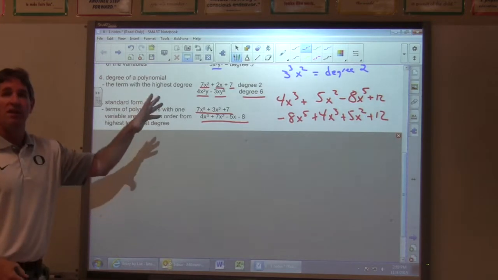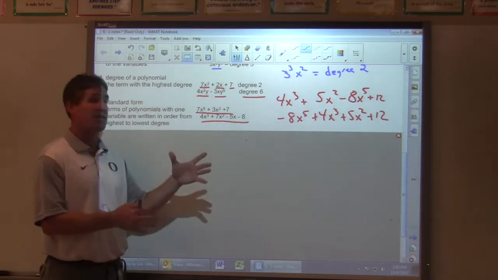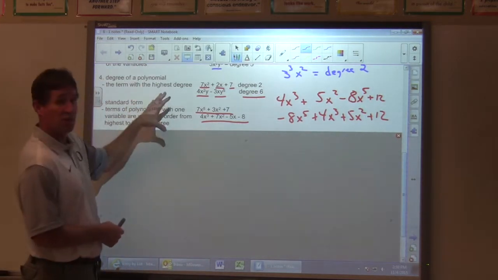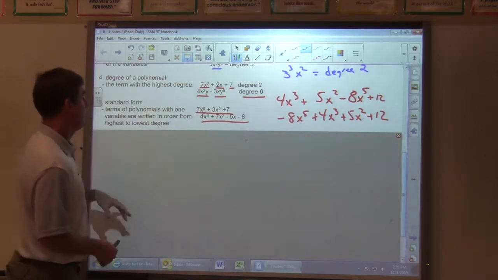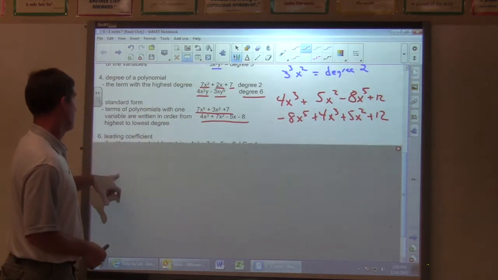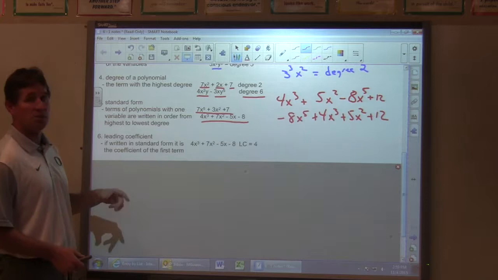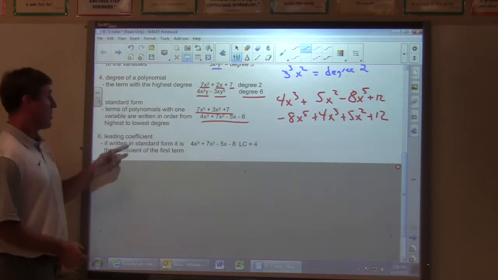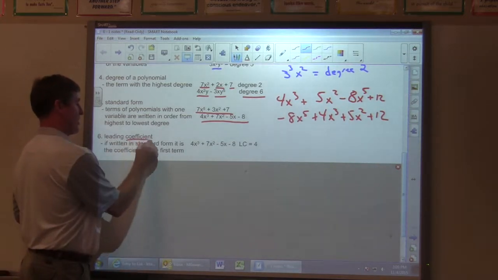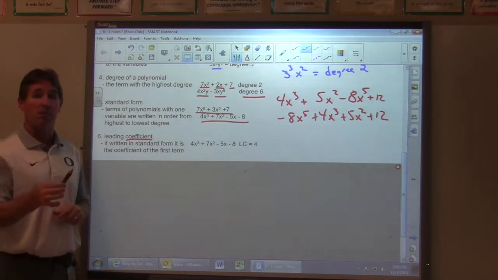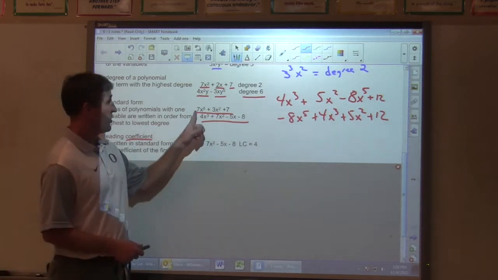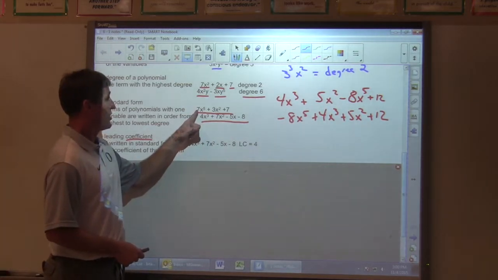So as you can see, what we've done so far has been fairly easy to do. As long as we understand the notes, we can put it in the forms that they've asked for and find the degree. The leading coefficient is probably a new term for you. First of all, the word coefficient. Coefficient is simply the number multiplied to the variable. So this would be a coefficient of 7.